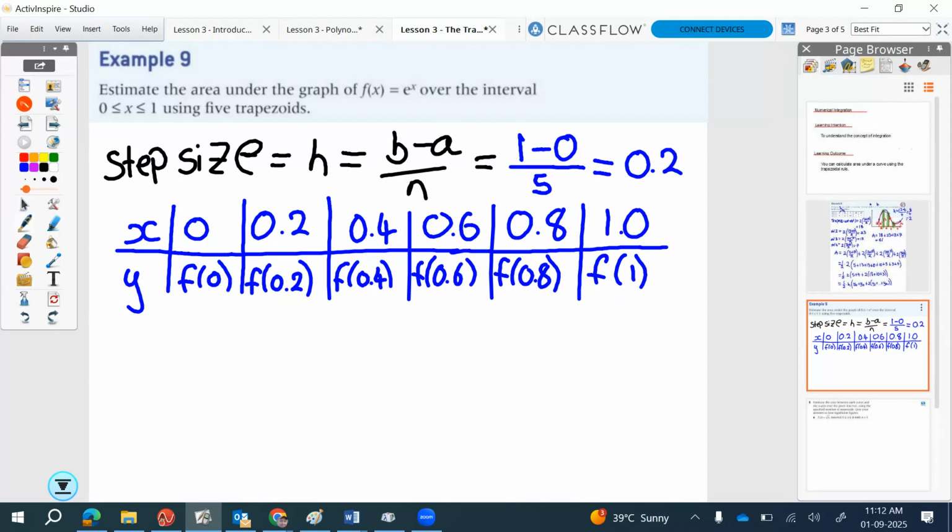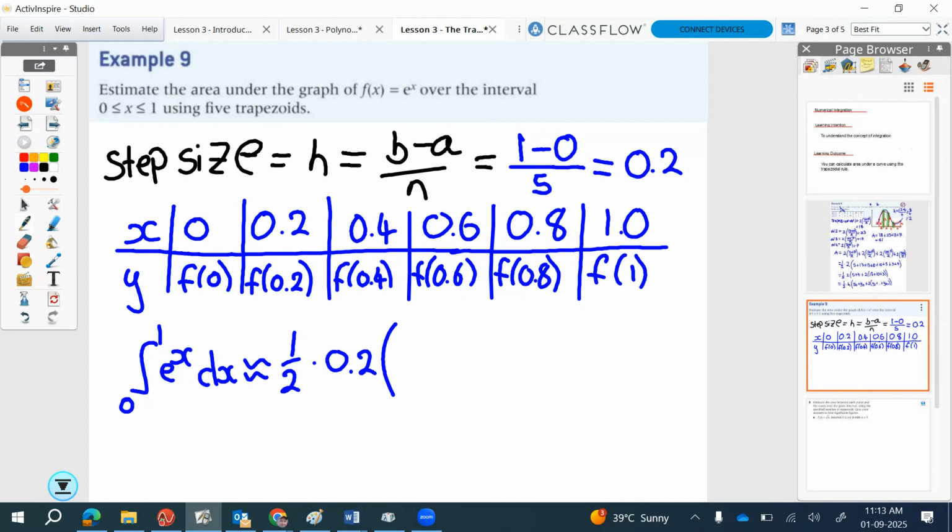Okay. So, our formula says the integral from 0 to 1 of e to the x with respect to x is approximately equal to 1.72. A half times, what's our value of h? 0.2. What is h? The step size, the distance between the x values. So 0.2. Then we need our first y value.